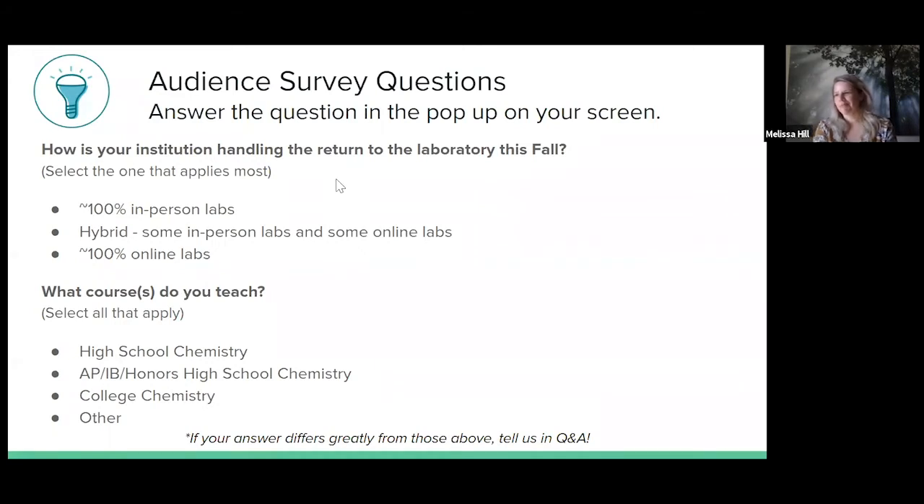There's a poll popping up there in front of your screen. So how is your institution handling the return to the laboratory specifically this fall? We know some people are doing 100% in-person labs with proper safety precautions. Some people are doing a little bit of a hybrid, and some people are 100% online. So please answer the one that applies the most. And then, of course, what courses do you teach? Are you teaching high school chem, AP, honors, college chem, or are you a biology teacher that's wanting to learn more about the electromagnetic spectrum and how to teach it? Just answer all of those.